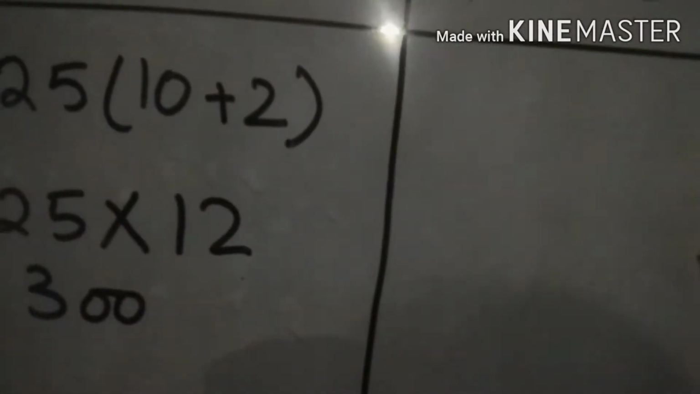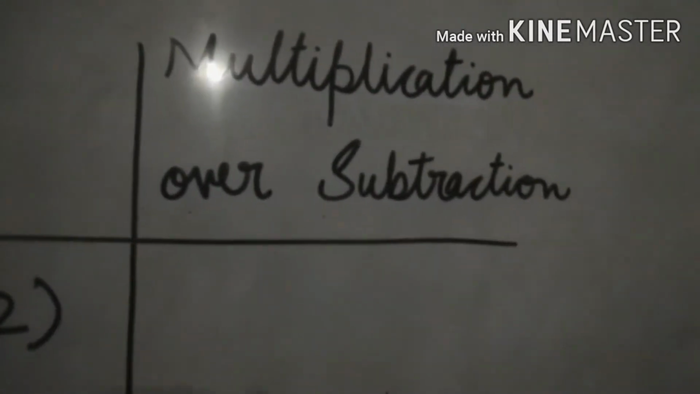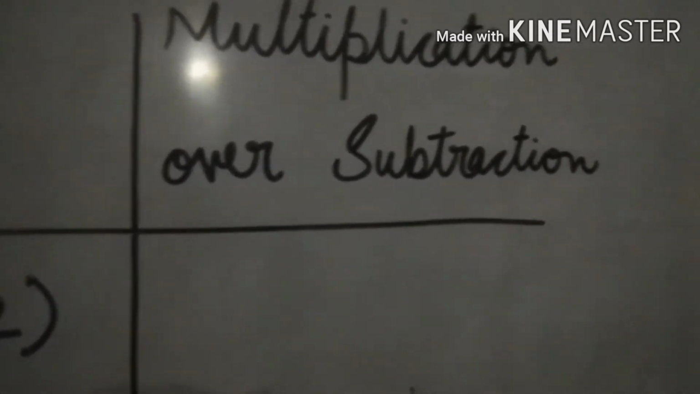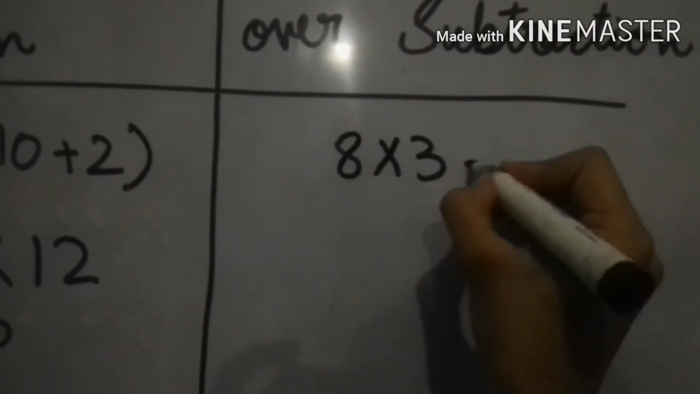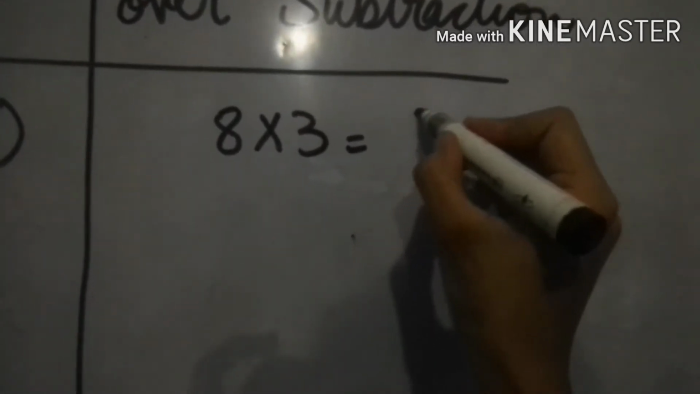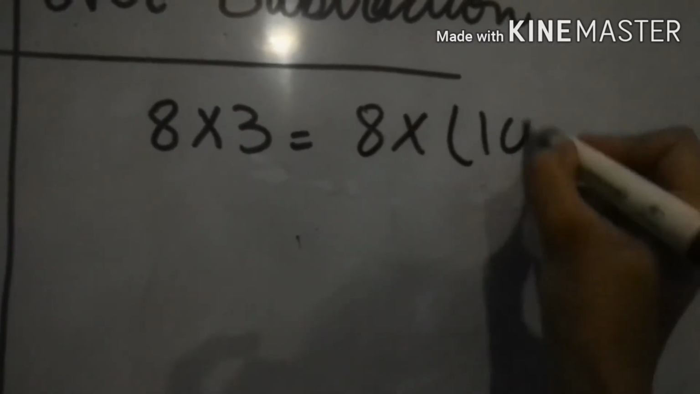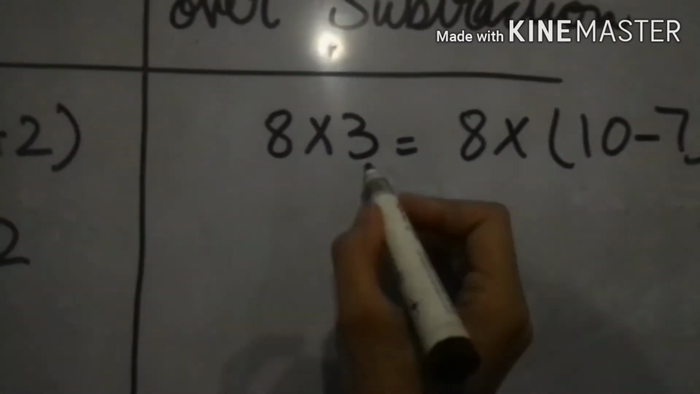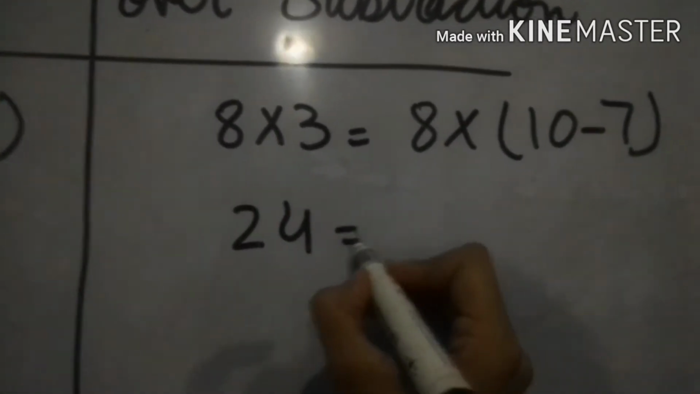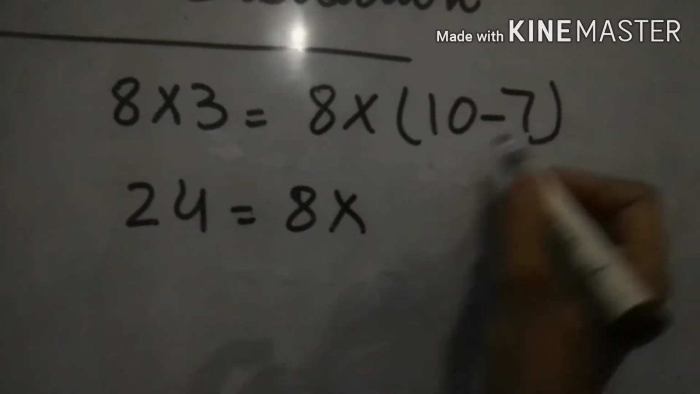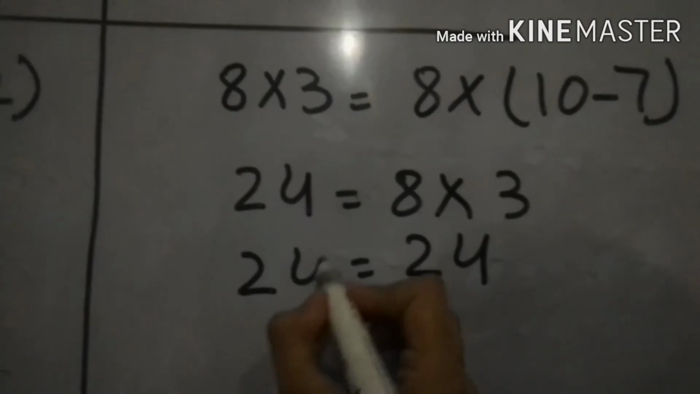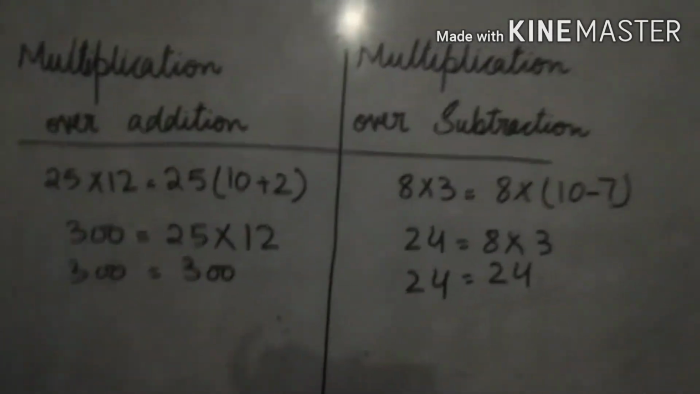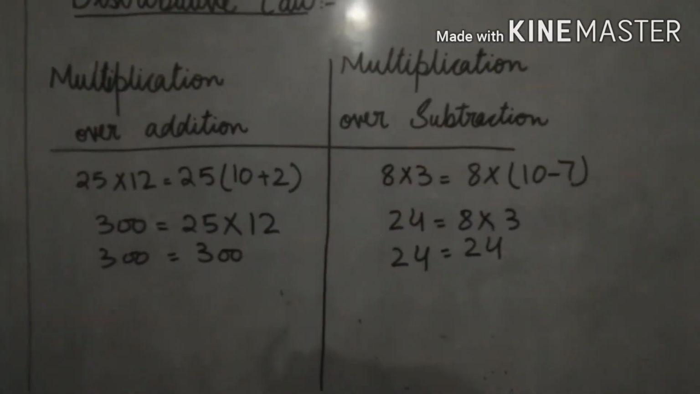Same process is in the multiplication over subtraction. 8 multiplied by 3 is equals to 8 multiplied by (10 minus 7). 8 threes are 24. 8 multiplied by 10 minus 7, 3, 8 threes are 24. So this is the distributive law of multiplication over addition and subtraction.